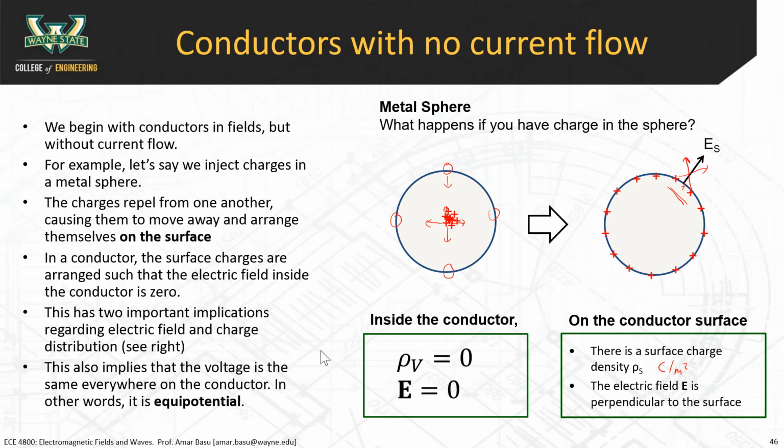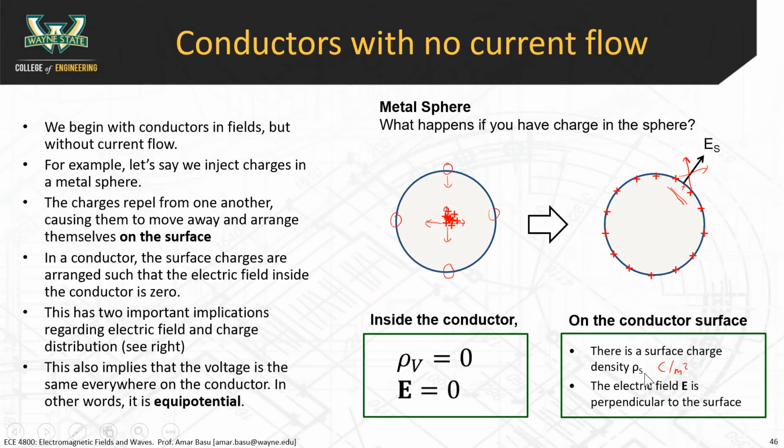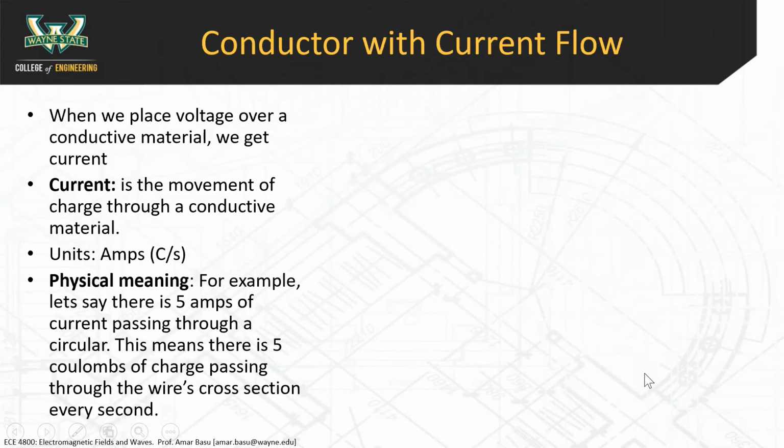So now we're going to look at the second case. What happens when you have a conductor that's connected to a circuit where you have current flow? We're going to look at all these different things: electric field, current density, resistance, power dissipation, and so on. So let's just jump ahead there.